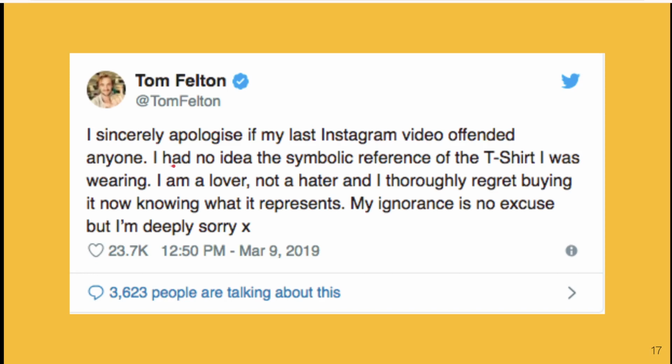We have this one here. So I had no idea the symbolic reference of that t-shirt. We're pleading ignorance. Basically, hey, look, you can't be angry because I didn't know. I'm a lover, not a hater. Which is a way of rephrasing, this is not who I am. And I thoroughly regret buying it. We're going to come to this word a little bit later, the word regret, and why we shouldn't really use it in apologies. He says, oh, my ignorance is no excuse, but I'm deeply sorry. So two things. Number one, still claiming that ignorance is no excuse, and using the word but, and then putting a cheeky little kiss at the end as well.